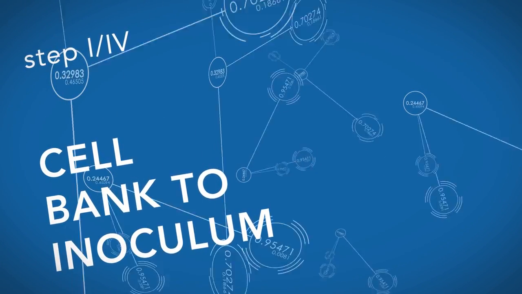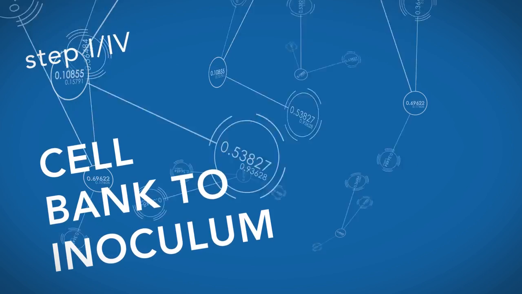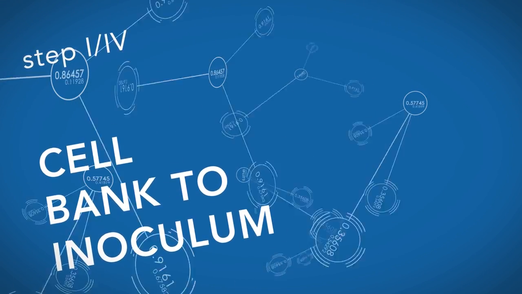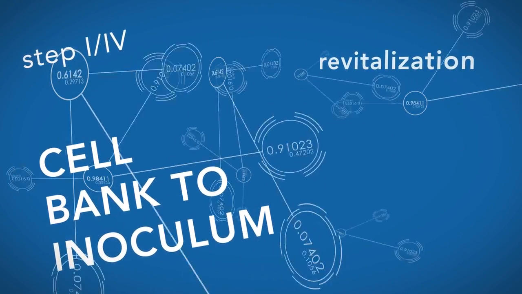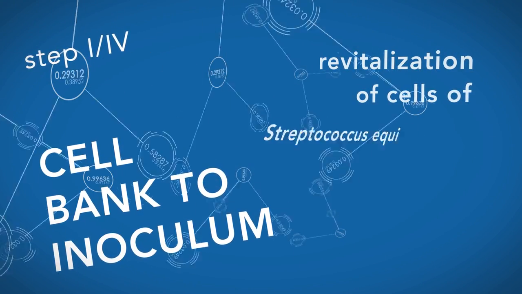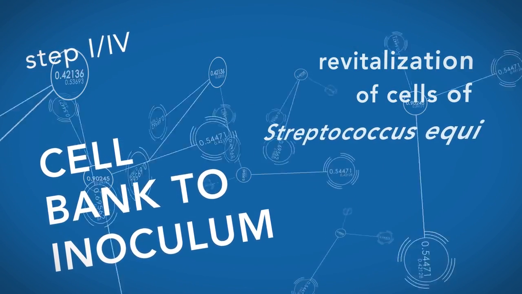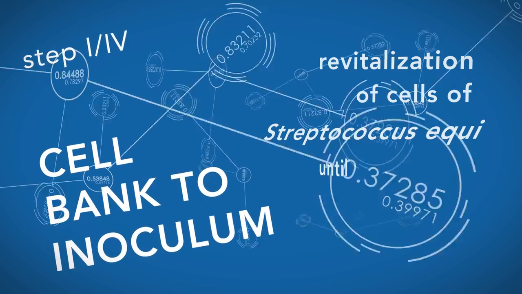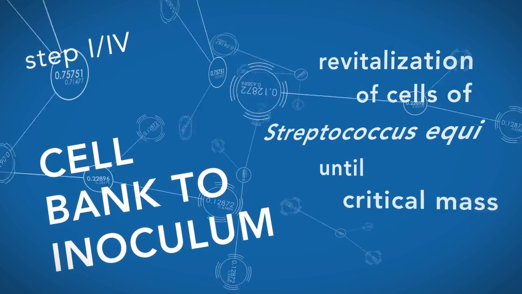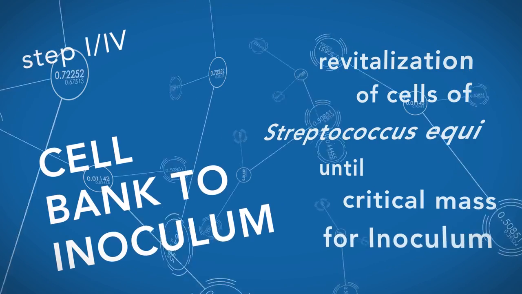Step 1. Cell bank to inoculum. The first step of the biofermentation process consists of the revitalization of the cells of a wild-type strain of Streptococcus equi, a non-hemolytic streptococcus, until their growth reaches a critical mass called inoculum.